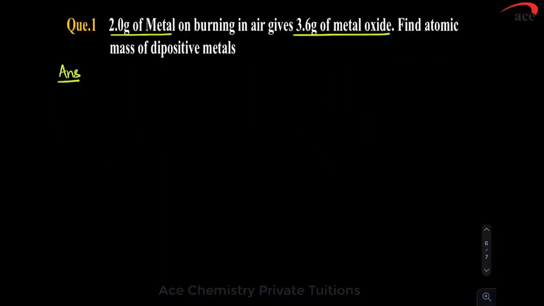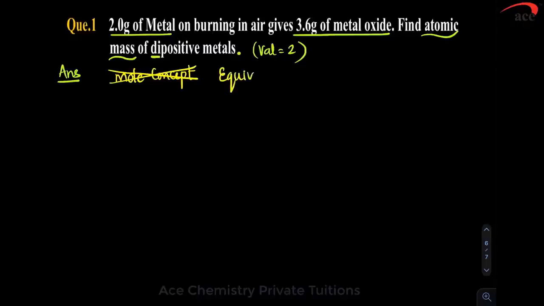In this question, it is given 2 gram of metal gives you 3.6 gram of metal oxide. Now, they are asking you what is the atomic mass of a metal. We have given it as divalent positive, which means valency is 2. This data has been given. Now, how to approach such type of numerical? First thing, can we use mole concept? Quite difficult, because we don't know the metal. So we don't know how to write a reaction. We don't know what is the formula of metal oxide.